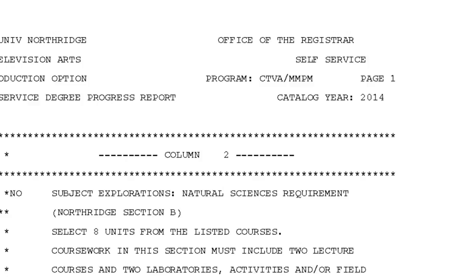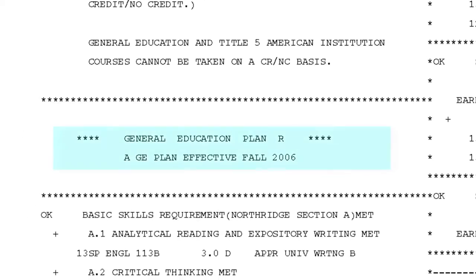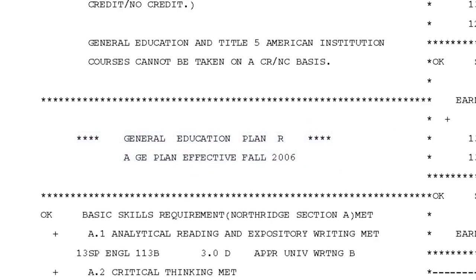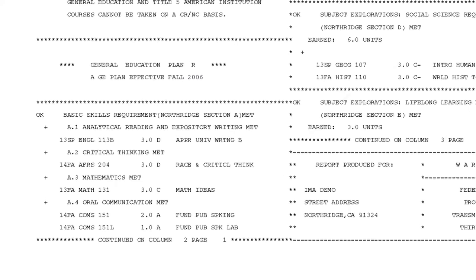Let's jump down to the general education requirements. These are the requirements that all students must complete. You should complete most of your general education courses during your first 2 years. As you can see, the DPR is divided up into sections along 2 columns per page.